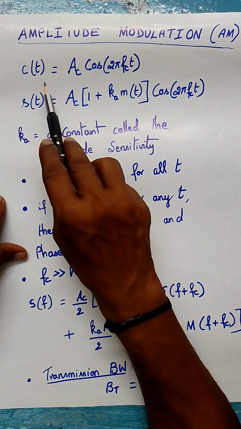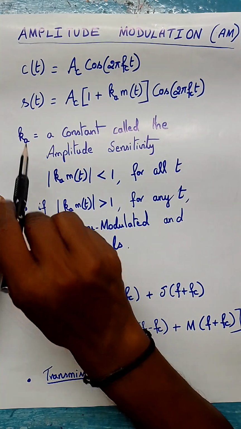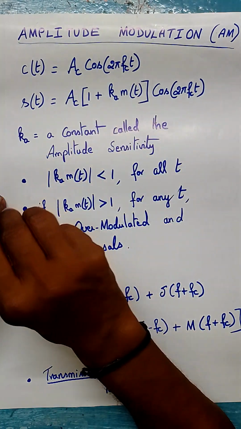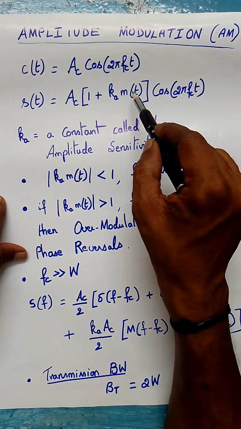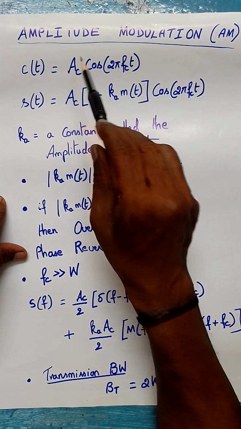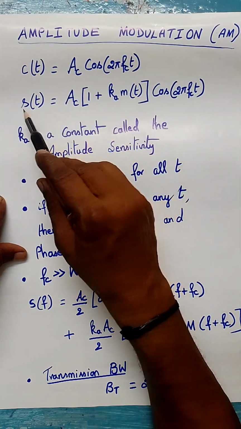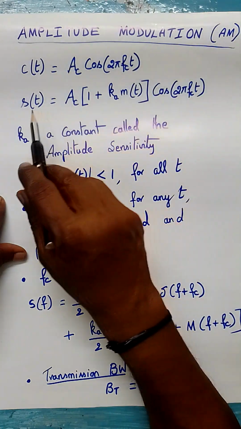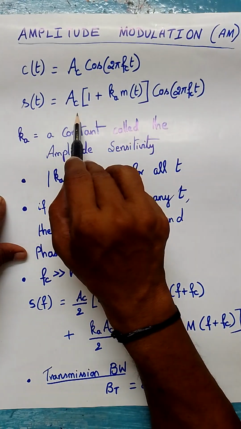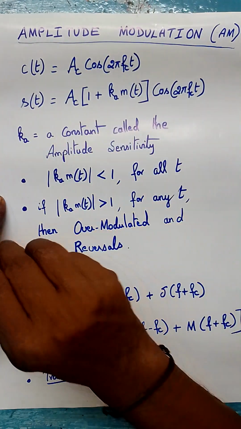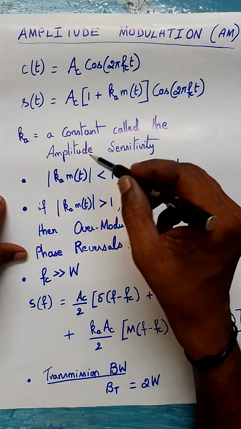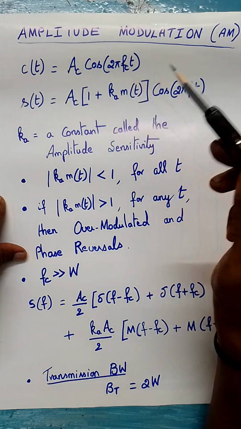So c(t) is the representation of the carrier wave and s(t) is the modulated signal. That is, this m(t) tries to modify the amplitude of the carrier and therefore we will get an amplitude modulated signal. So these two waveforms are represented in the time domain. Now Ka is a constant called the amplitude sensitivity.